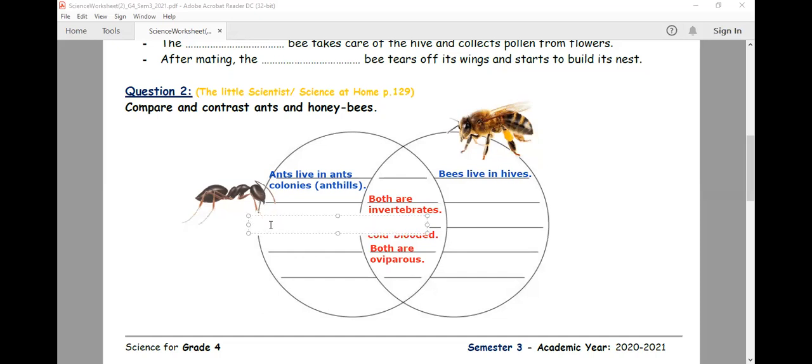Do worker ants have wings? No, they don't. Worker ants are wingless. And bees have wings. Do worker bees have wings? Worker bees have wings. I'm not happy at all. I'm not getting the answer. Can you sit in a quiet place? It's noisy your side, dear.